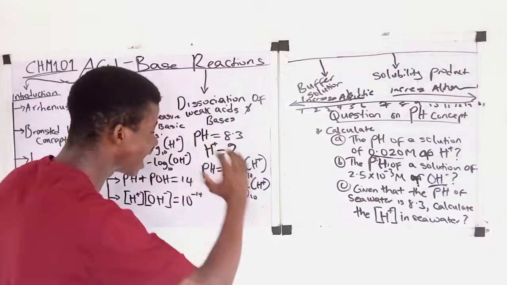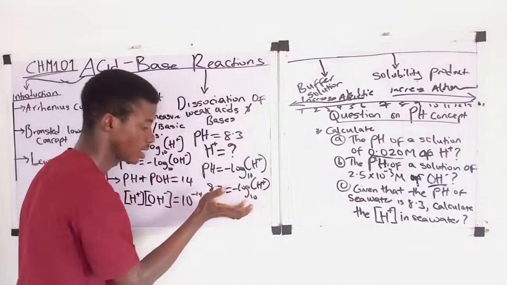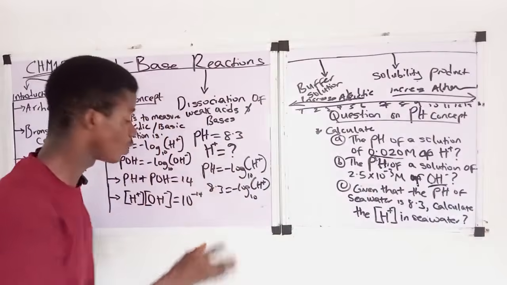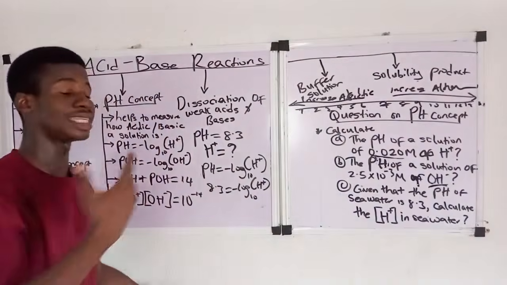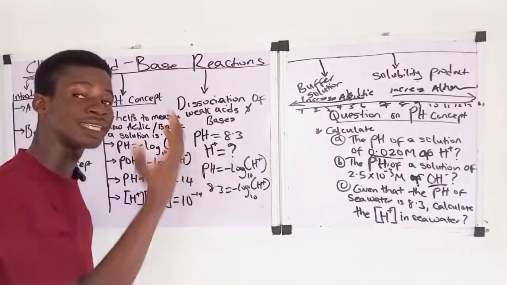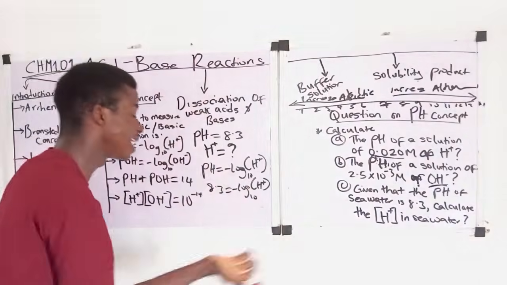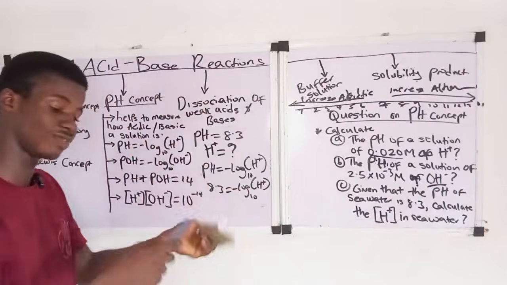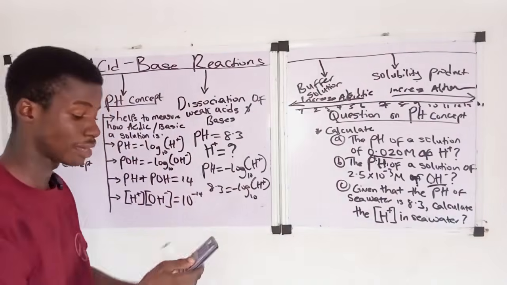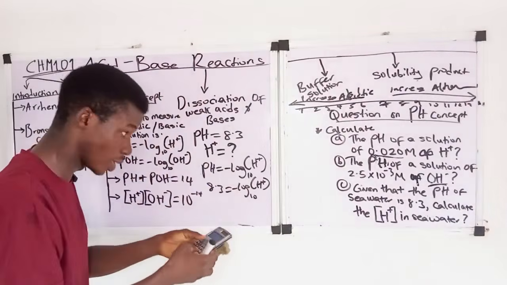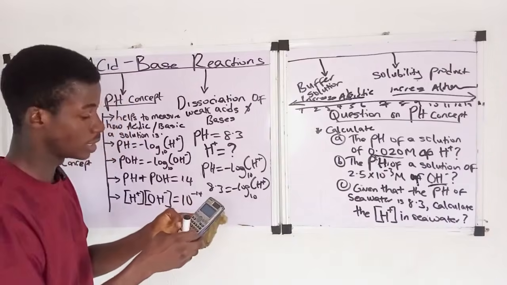We need to take the antilog of 8.3. Remember, the opposite of log is antilog. So we need to take the antilog of this value, which is very easy. Just go to your calculator and press shift log, then write minus 8.3.